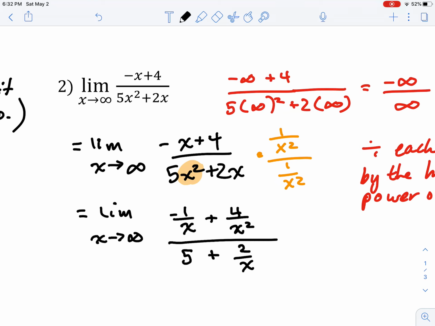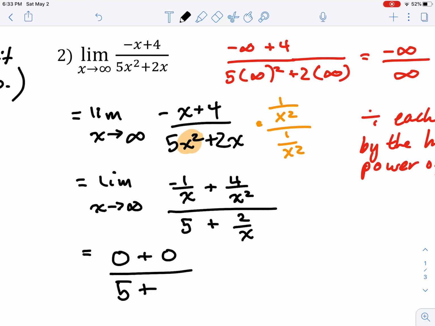Well, if I'm finding the limit at infinity, using the limits at infinity theorem, let's think about what's happening as I find the limit of each of these terms. What is the limit of negative 1 over x as x approaches infinity? Well, that's just effectively 0. What is the limit of 4 over x squared as x approaches infinity? Again, that's 0. Now in the denominator, we have 5. And again, apply the limits at infinity theorem. The limit as x approaches infinity of 2 over x, that effectively becomes 0. So all of this tells us we just have 0 here.